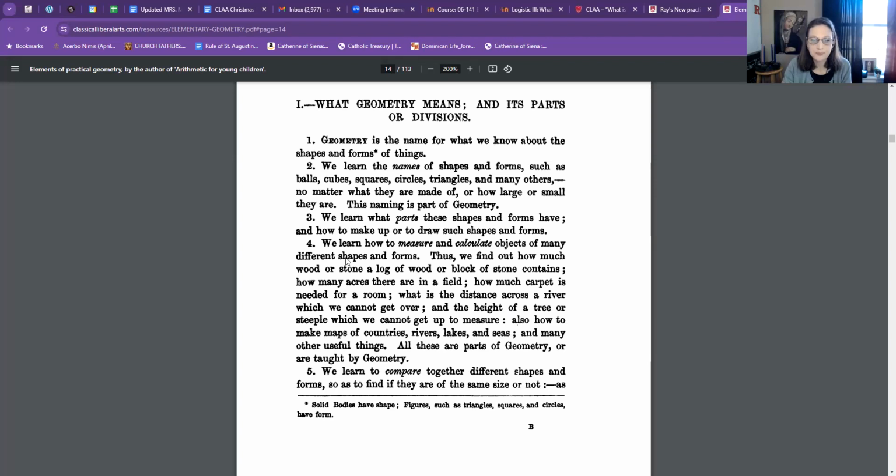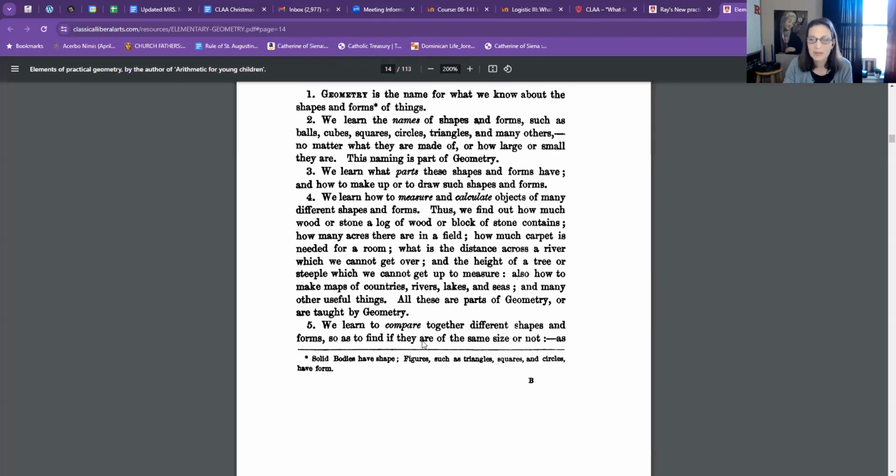So let's read that one more time and go over that. 4, we learn how to measure and calculate objects of many different shapes and forms. Thus, we find out how much wood or stone a log of wood or a block of stone contains. How many acres there are in a field. How much carpet is needed for a room. What is the distance across a river which we cannot get over? And the height of a tree or a steeple which we cannot get up to measure. Also, how to make maps of countries, rivers, lakes, and seas, and many other useful things. All these are parts of geometry or are taught by geometry. Sound pretty exciting? You're going to learn a lot in this course, okay? So this is going to be fun.